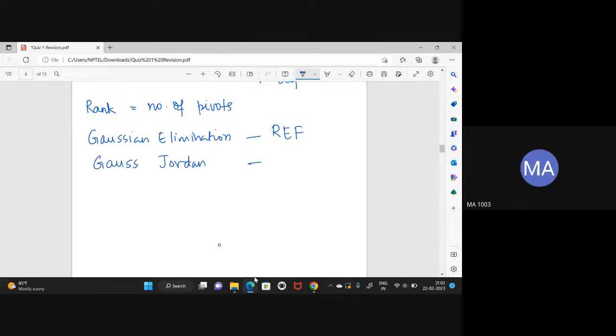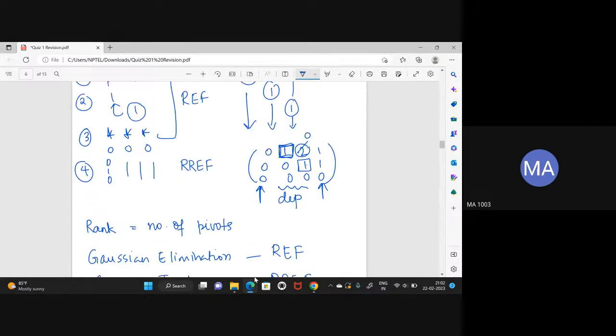Yes. Gauss-Jordan is when you convert it into RREF.